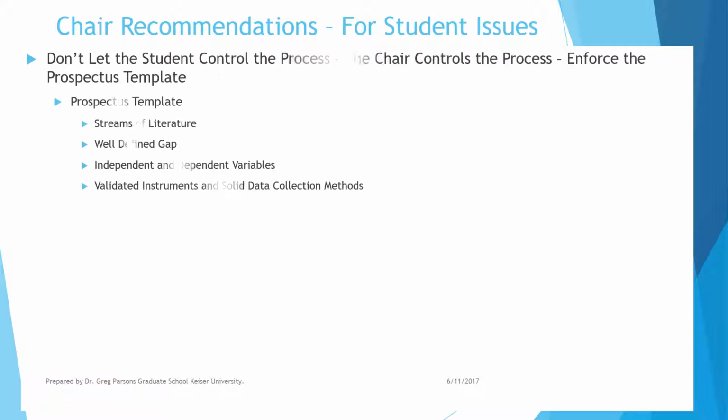So how to deal with it? Well, let's talk about the students first. Don't let the students control the process. The chair controls the process, and the process is the prospectus template. So they have to have these various parts of the template to a satisfactory level, that means they've got what they need to advance. If they don't do that, they can't advance. No matter how many pages they write about things that don't have anything to do with their topic, that don't show any knowledge of the literature whatsoever, no matter how many pages they write, until they write the prospectus template.